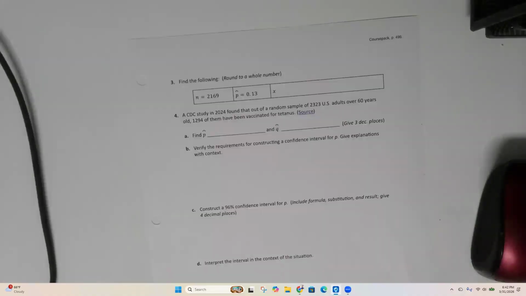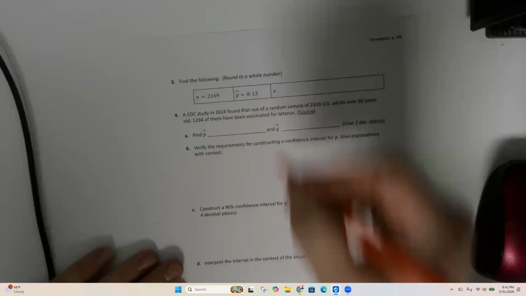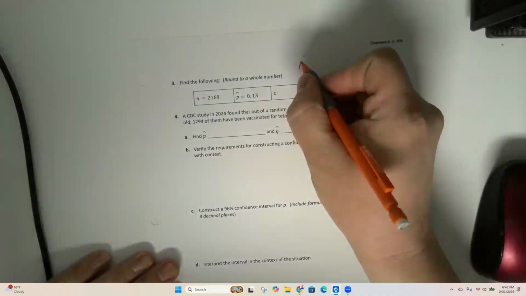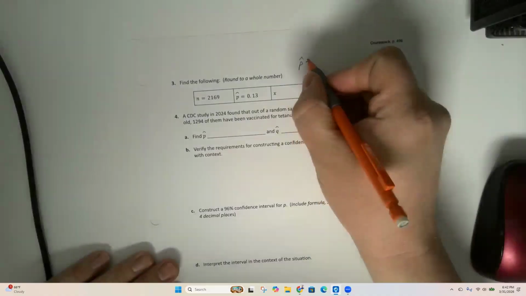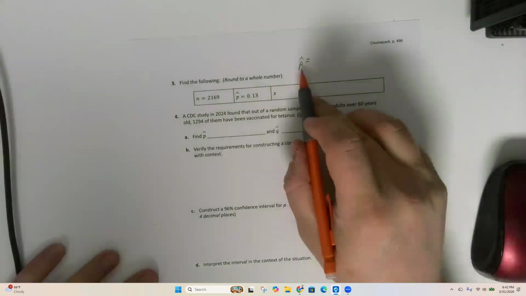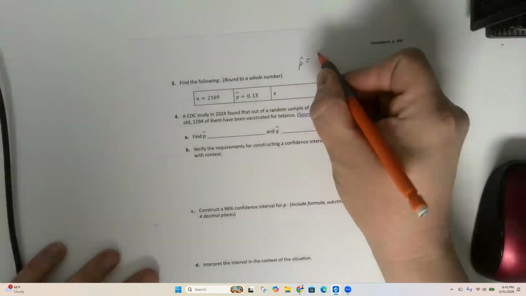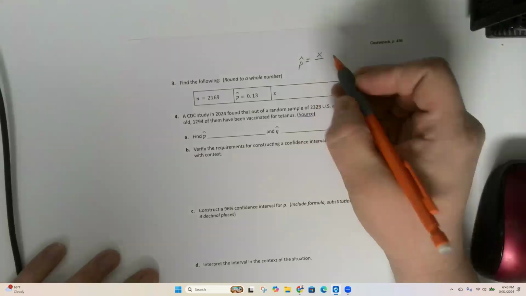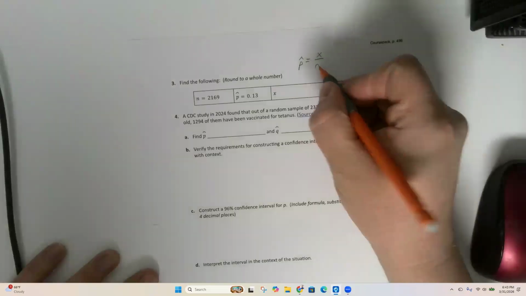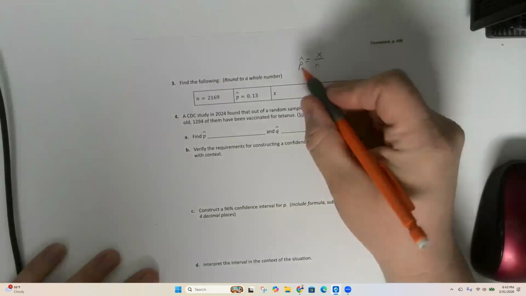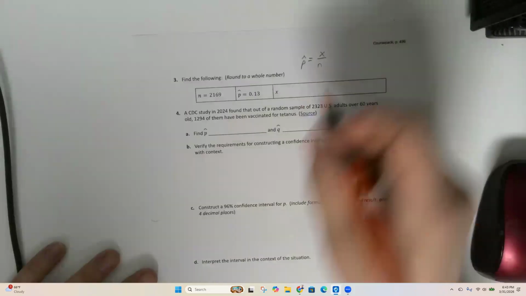Question number 3, find the following. So you have your n, you have your p hat, we want to find x. So p hat is probability. So probability is the number of wanted results, which in this case is x. X is the number of successes divided by n, which is your sample size. So you'll need to use that to figure out your x, okay?